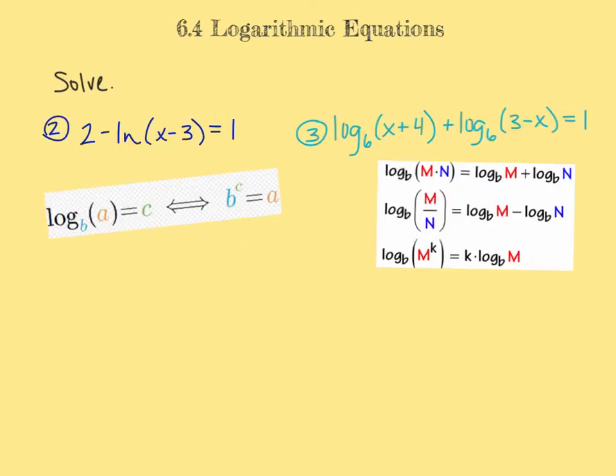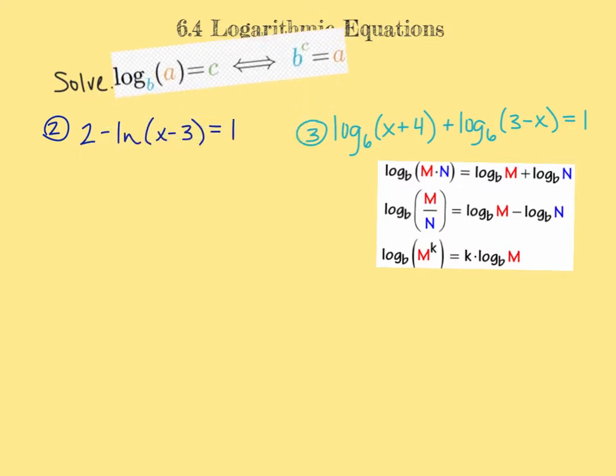Problem number 2, we only have one log in this problem. We don't have two of them. So what we want to do is isolate the log. So we're going to end up using log to exponential form here when we have only the one log. So let's isolate our logarithm.